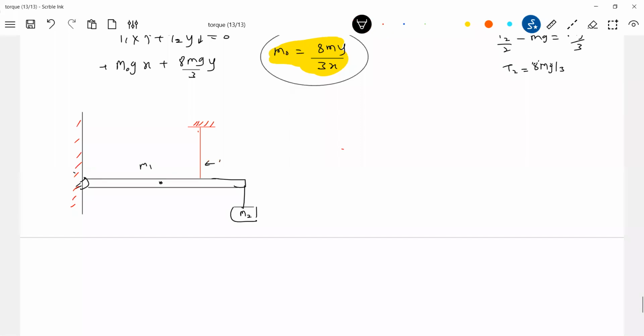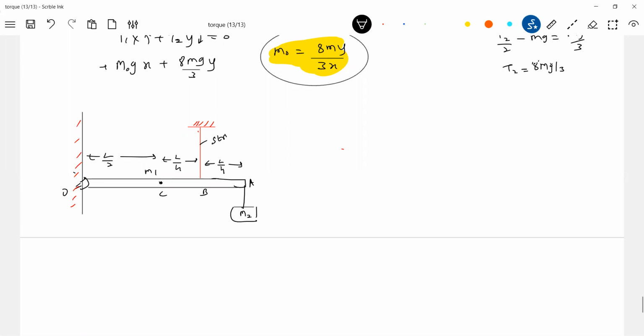This is L by 4. This is L by 2. Can we calculate the tension and the reaction at the hinges? O, A, B, and C.